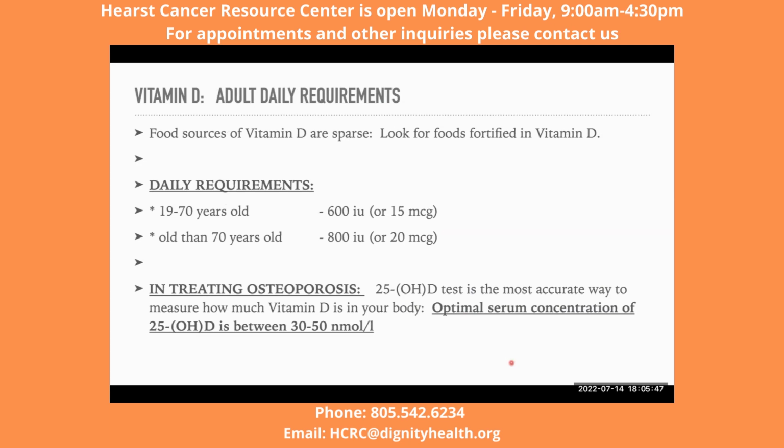Our daily requirements for vitamin D between the ages of 19 and 70 would be 600 international units a day, whereas for those older than 70, we recommend 800 international units a day. In treating osteoporosis, the 25-hydroxy vitamin D test is the most accurate way to measure how much vitamin D is in your body. And the optimal serum concentration that your doctor would get on a blood test would be between 30 and 50.